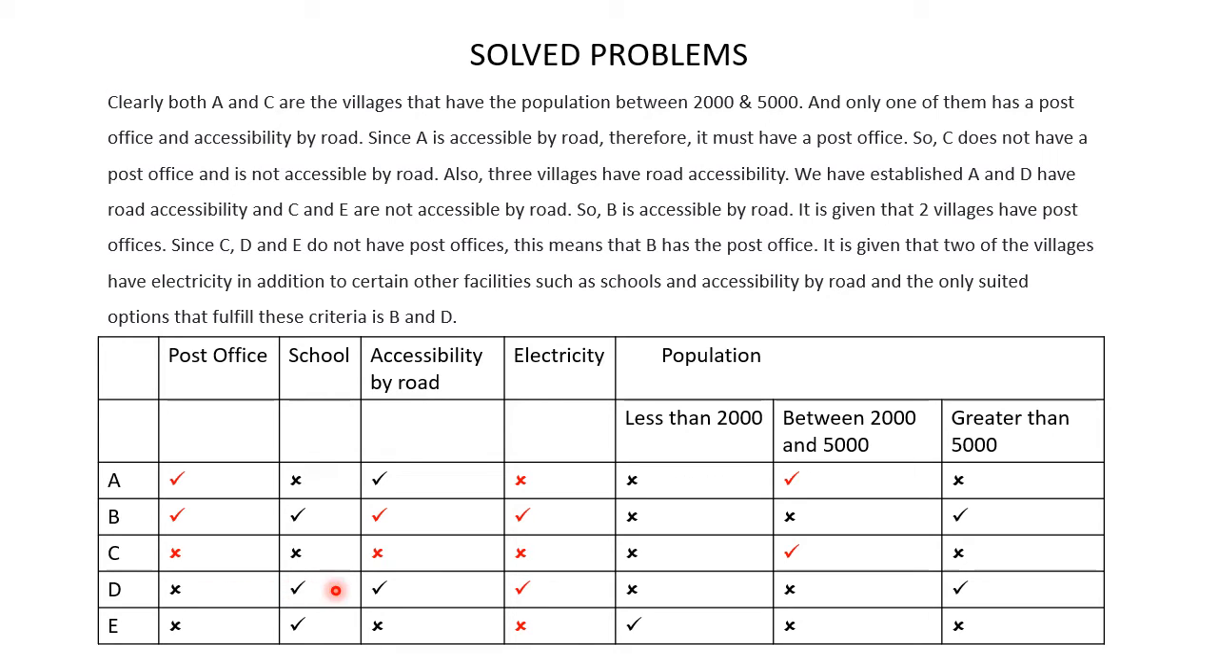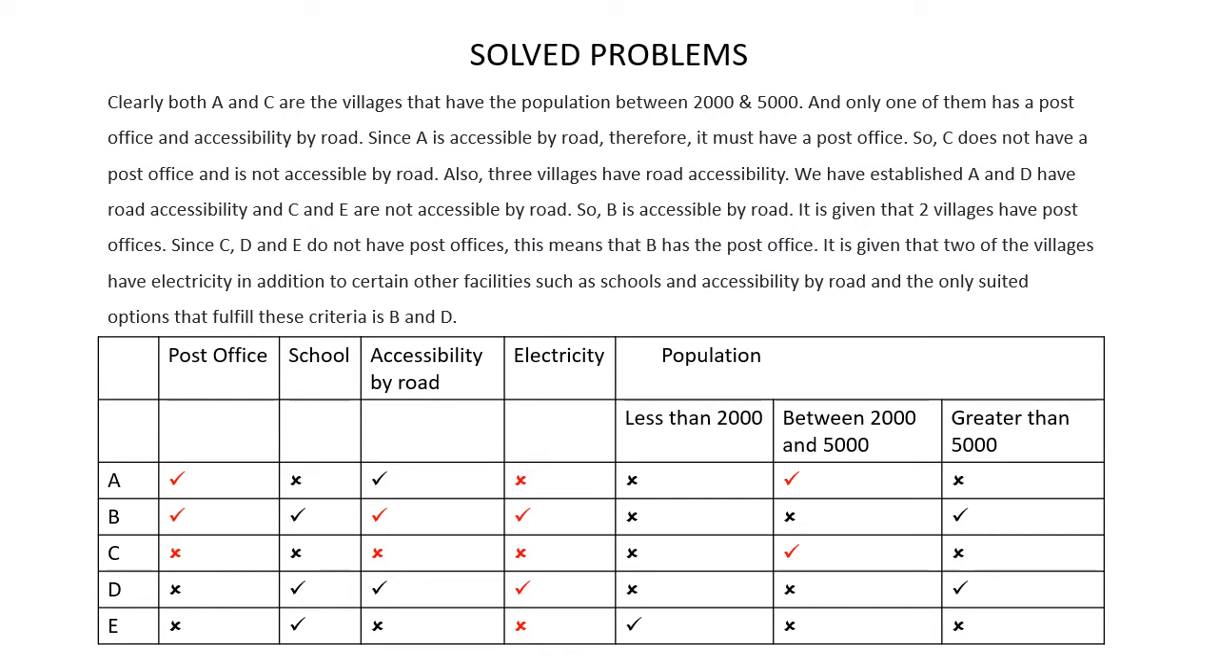It has a school, it has accessibility by road. Its population is greater than 5,000. So clearly its population is not less than 2,000 or between 2,000 and 5,000. Village E does not have a post office. It has a school, but it has no accessibility by road. It has a population less than 2,000. So clearly its population is not between 2,000 and 5,000 or greater than 5,000.